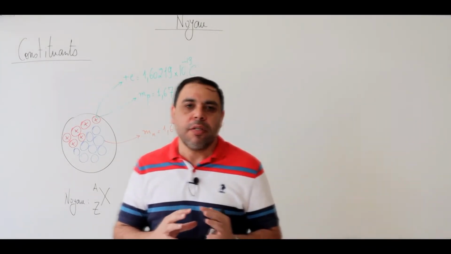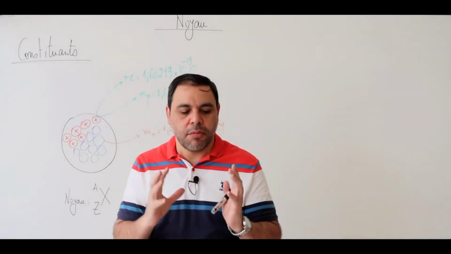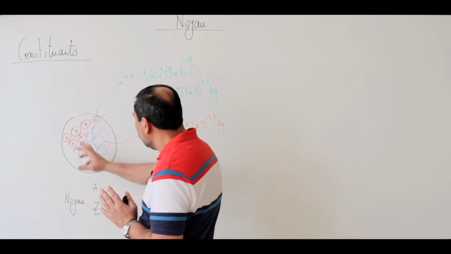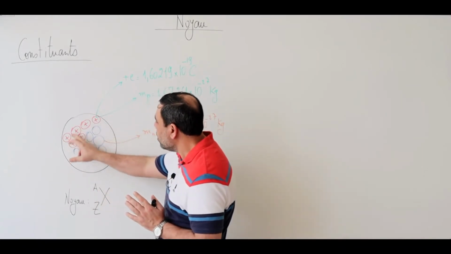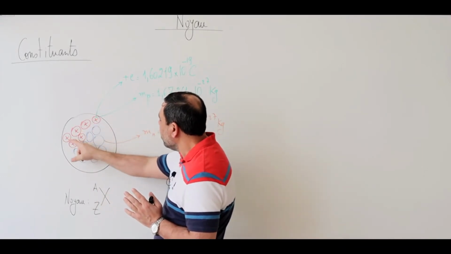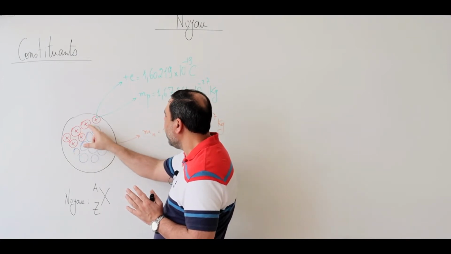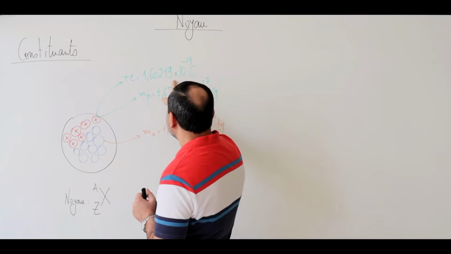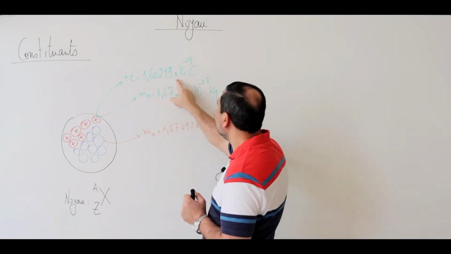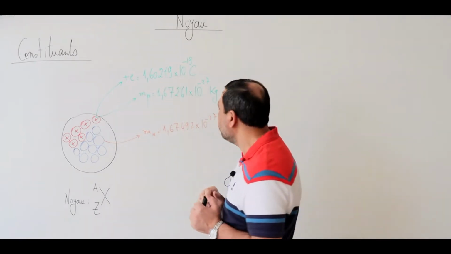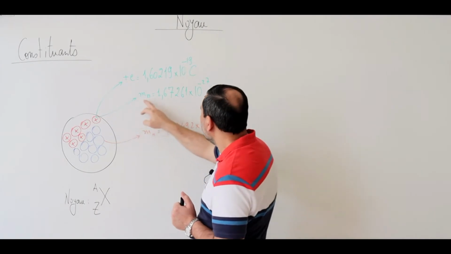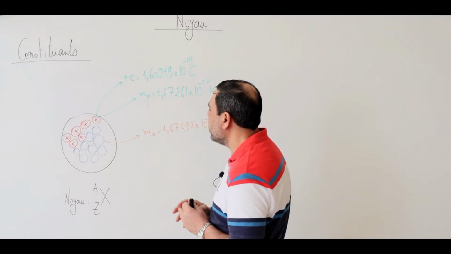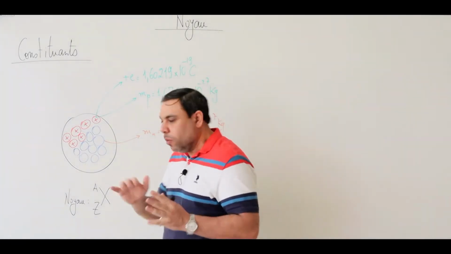We know that the nucleus is the center of the atom. The nucleus is formed of protons and neutrons. The protons are represented here by the red ones. Each proton has a positive sign, since the proton is positively charged. Its charge is 1.602 times 10 exponent minus 19 coulombs. The mass of the proton is 1.67 times 10 exponent minus 27 kilograms.